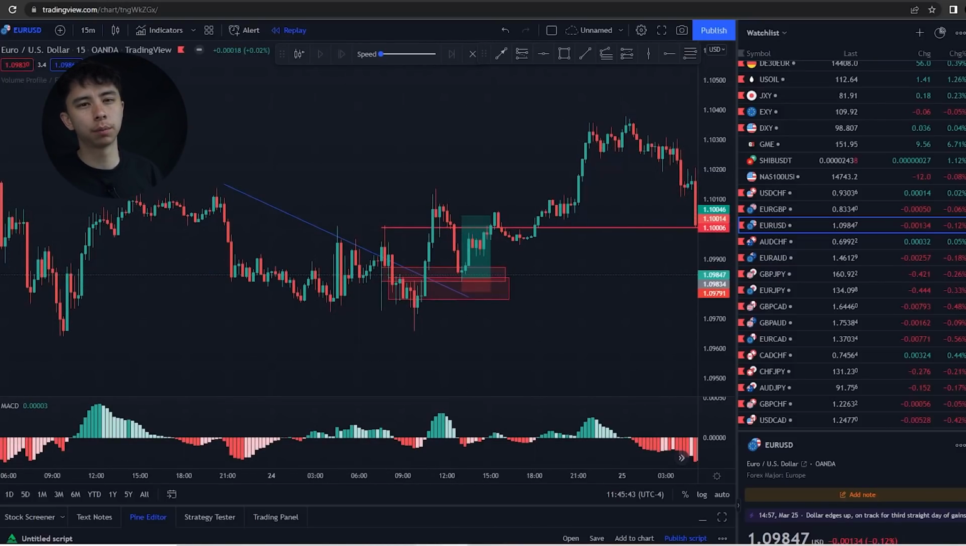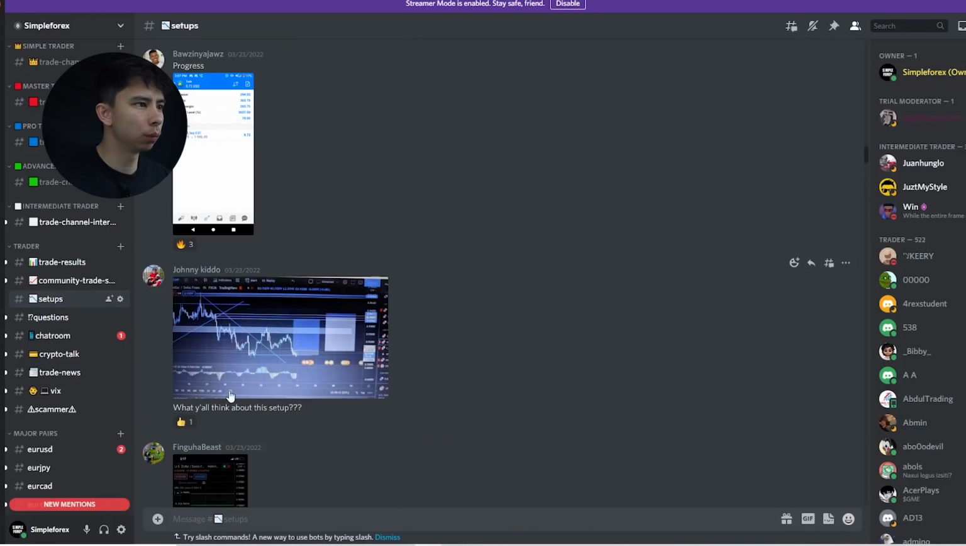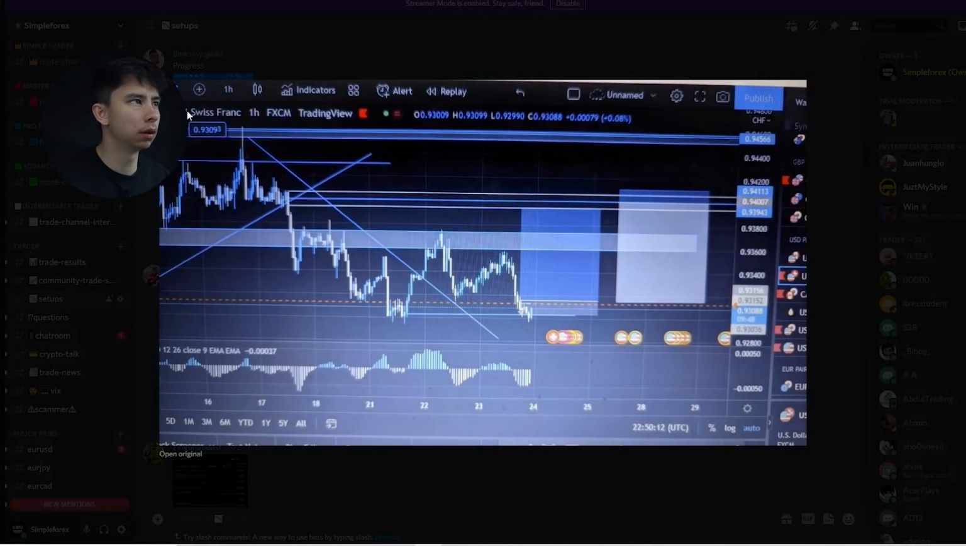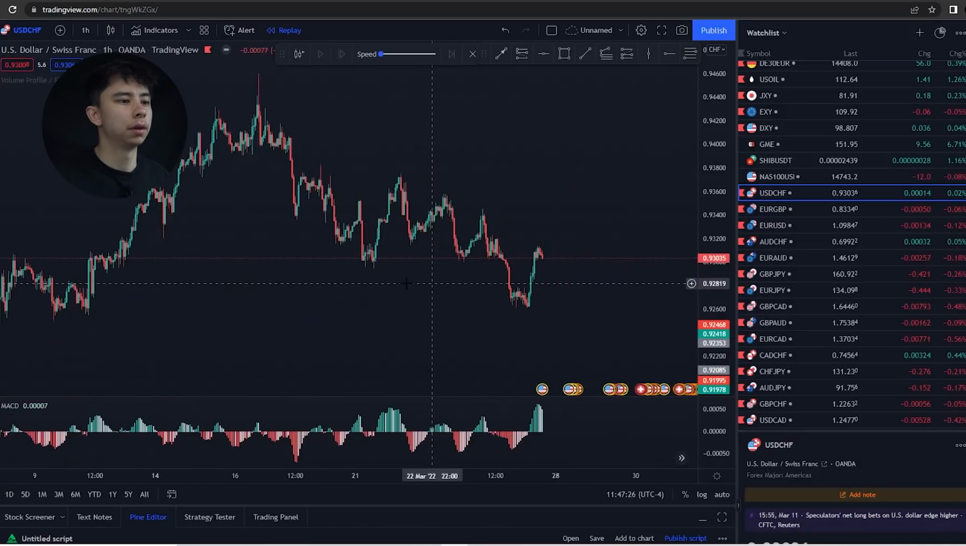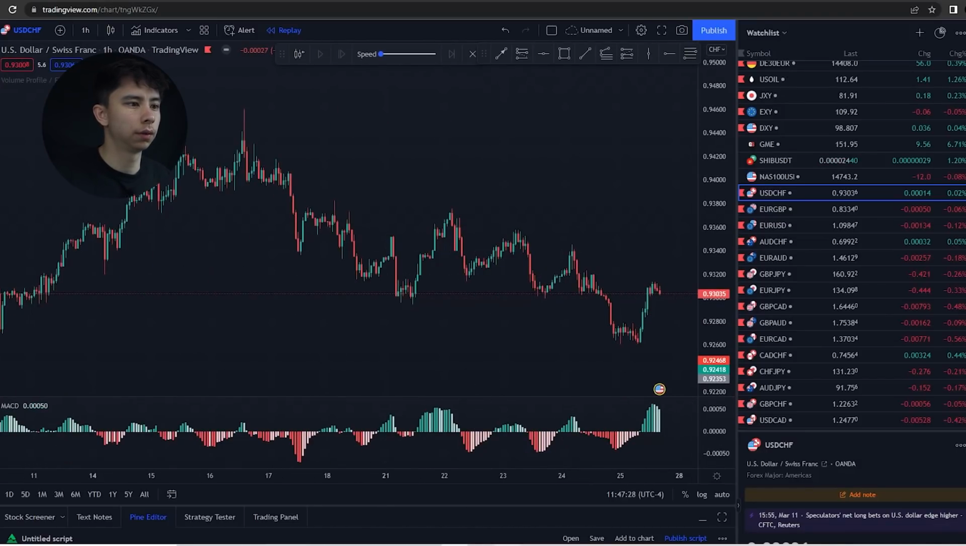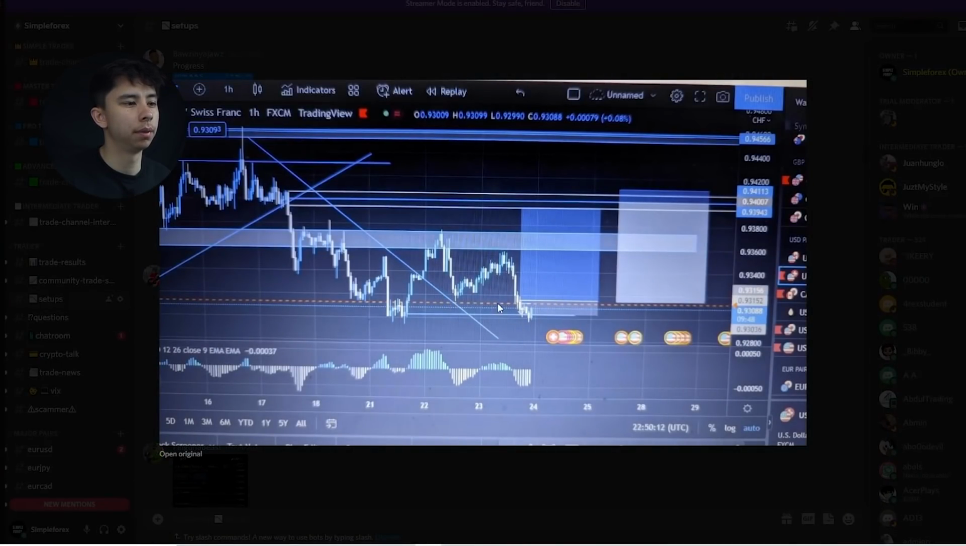We're going to review probably a couple more trades, and then we're going to look at one more setup here. What y'all think about this setup? Let's see. Looks like this is US dollar Swiss franc. Okay, so we had a nice little downtrend going on here, a break of the structure, a nice little pullback into some liquidity, and we're looking for a buy. We're gonna go check this trade out right now. USD CHF. Okay, so looking at this trade, it looks like they were looking for a buy down there.